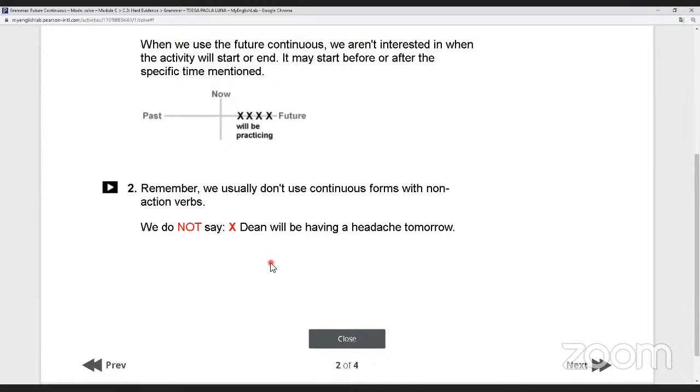The second is because the verb have is not related with movements in this context. So for that reason, the correct one would be I have a headache. Or Dean has a headache. Has or have? Why? Because the verb have, when it's a non-action verb, I can't use with the continuous form.